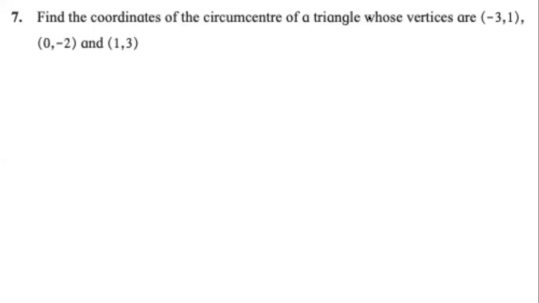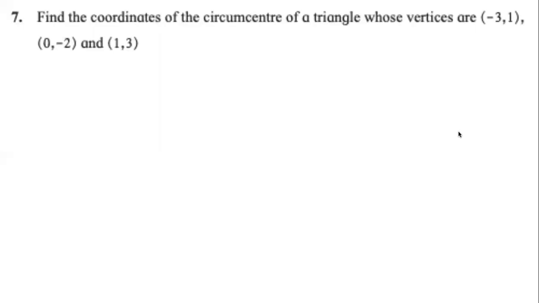Interesting question. Interesting, I said, because I think we haven't done this type of question, have we? Look at the textbook, look at the questions that we have solved from the beginning of the chapter. Have we done this kind of question? Where is it? Find out and tell me. It says find the coordinates of the circumcenter of a triangle whose vertices are -3, 1, 0, -2, and 1, 3. Find out where this type of question is.